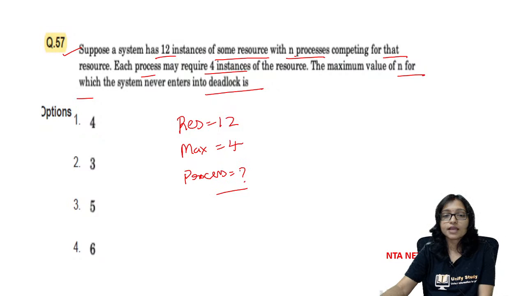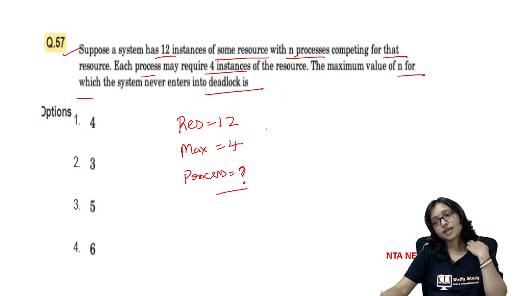These are the previous year's questions, guys. What will be the number of processes? Maximum number of processes. Answer quickly. What will be the answer?